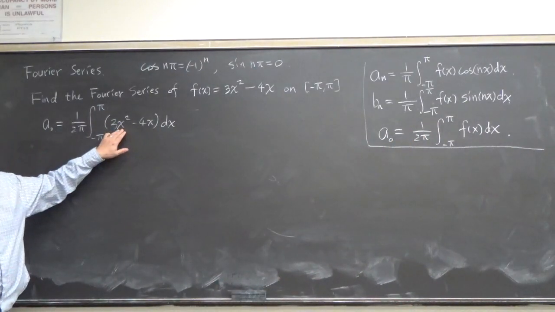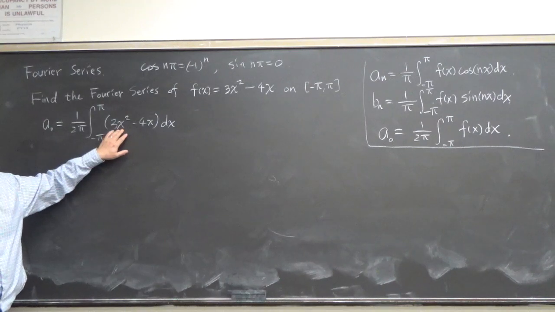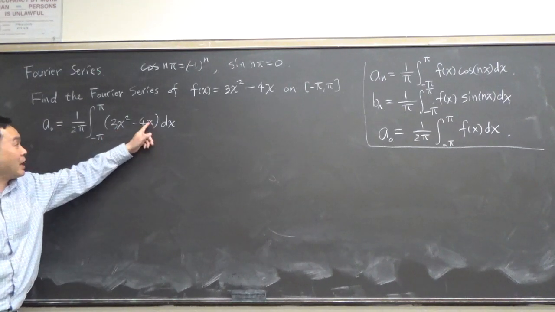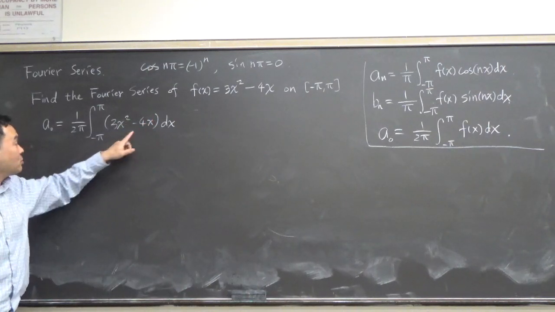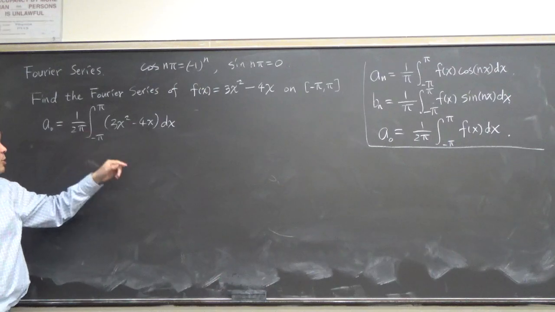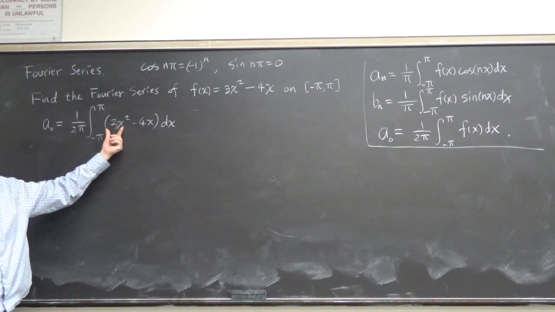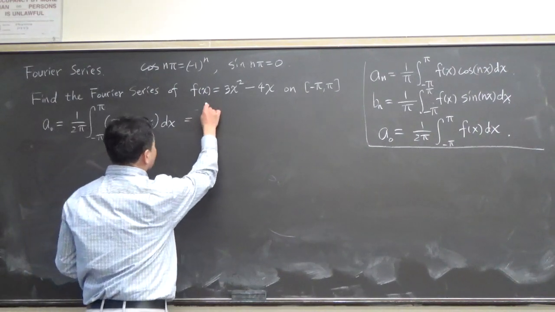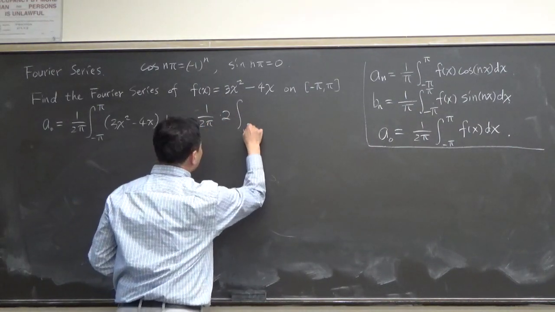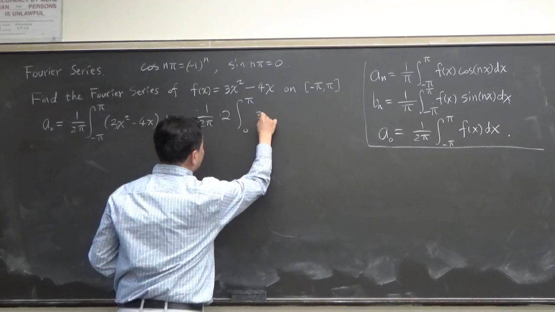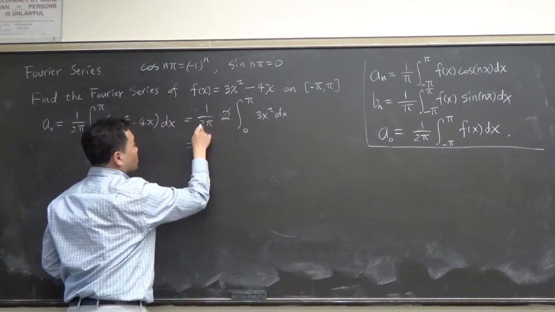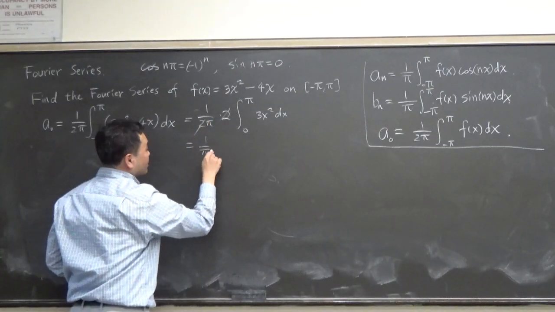x squared is even or odd? Even. 4x, even or odd? Odd. So if you integrate 4x from -pi to pi, you're going to get 0. But if you integrate 3x squared, that's the same thing as doubling the integral from 0 to pi of 3x squared dx. And then the 2 cancels, and you get 1/pi.